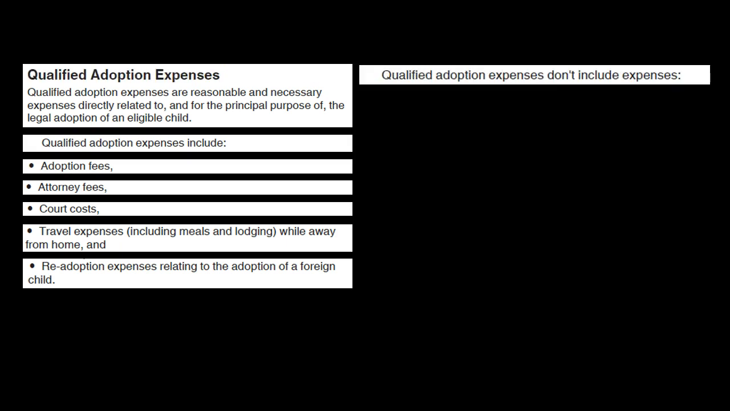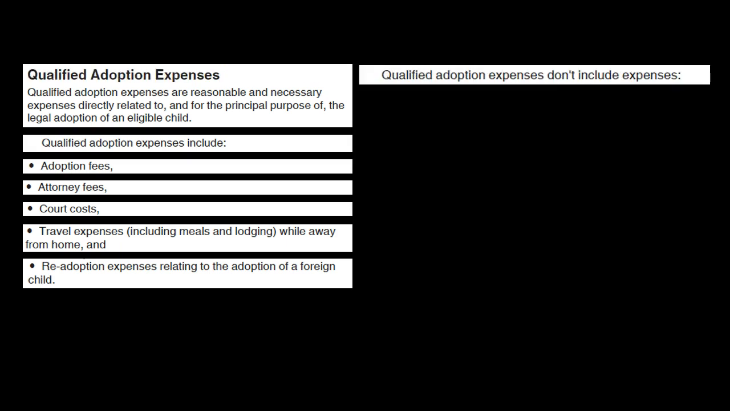Qualified adoption expenses. Qualified adoption expenses are reasonable and necessary expenses directly related to and for the principal purpose of the legal adoption of an eligible child. Qualified adoption expenses include the adoption fees, the attorney fees, the court costs, travel expenses including meals and lodging while away from home, and readoption expenses related to the adoption of a foreign child.